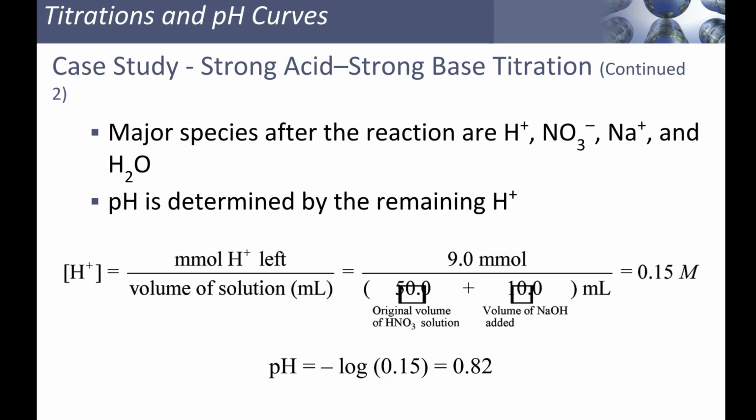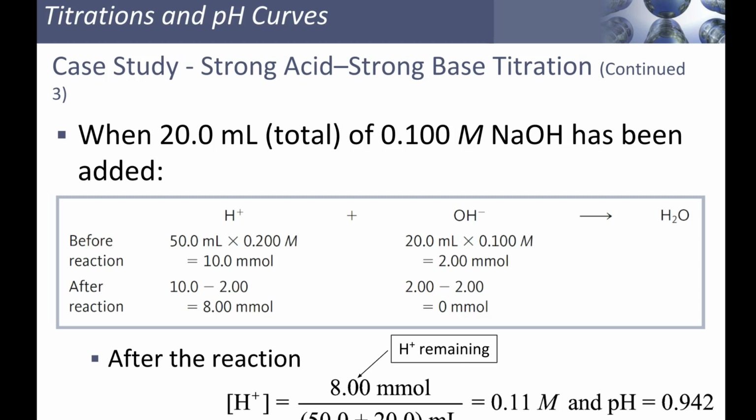So now, tell me the math for 20 milliliters of hydroxide added. So it's 9 over 70. Not 9 anymore. If I add 10 more mil of hydroxide, that means I'm adding 1 more millimole of hydroxide. What's going to happen to this? 8 millimole. What's going to happen to my volume? It's going to go 8 divided by 70. Yep. 8 divided by 70. Now pH went up to 0.942.